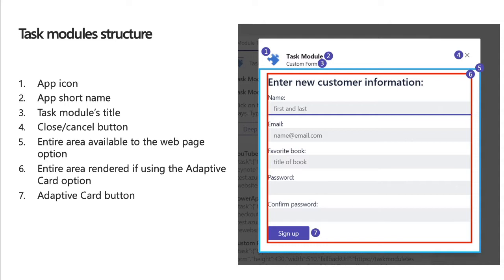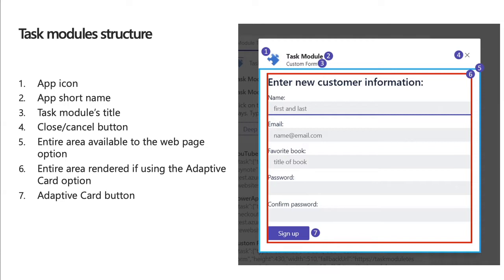Number 4 is the task module's close or cancel button. If the user presses this, your app is going to receive an error event that is going to be described from this box. Note, it's not currently possible to detect if this event within the task module is being invoked from a bot. We can only do this from a tab. The big blue rectangle in number 5, that's where your web page is going to appear if you're loading your own web page using a URL property in the task info object.